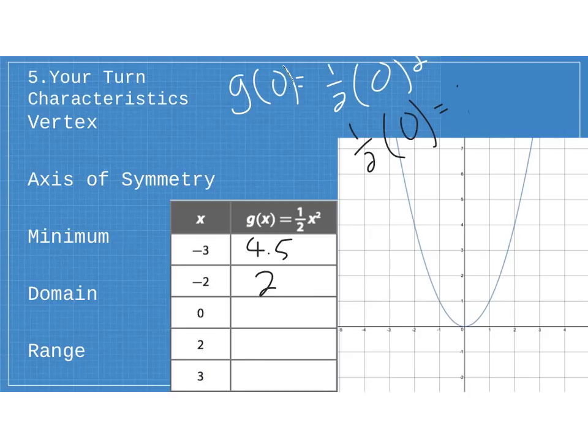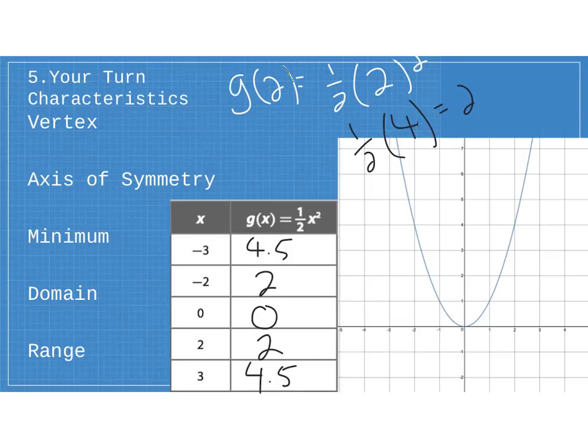And 0 squared is 0, and 1/2 times 0 is 0. Then we go with positive 2. And just like negative 2, 2 squared is 4, and the 1/2 times 4 is 2. And if you substitute 3 in, you'll see a pattern as well, and it becomes 4.5. That's why we get that shape of that parabola at our vertex. It curves and goes back up.